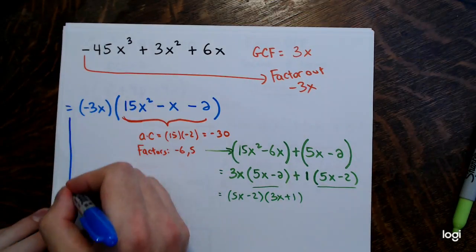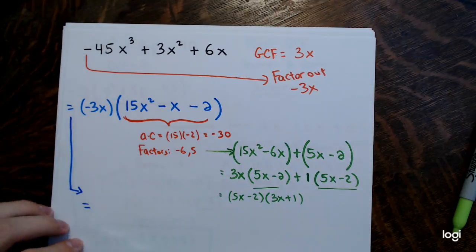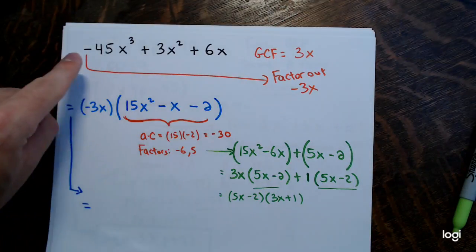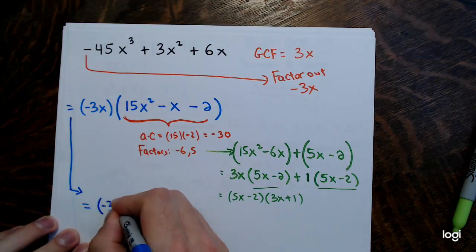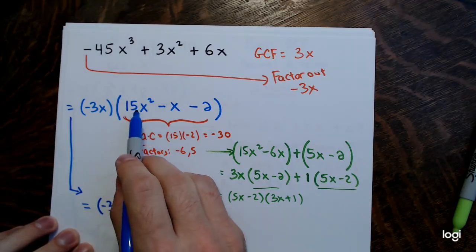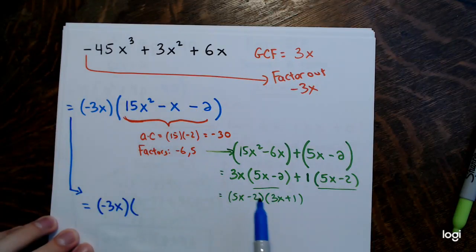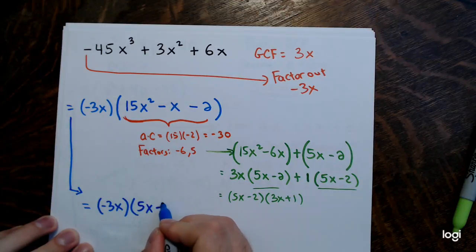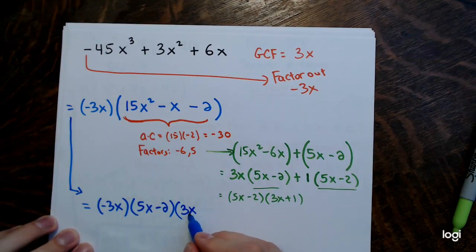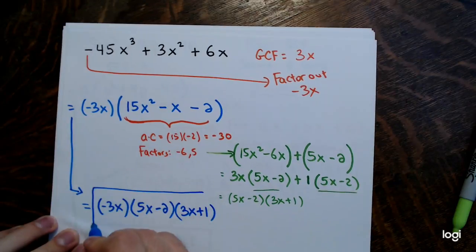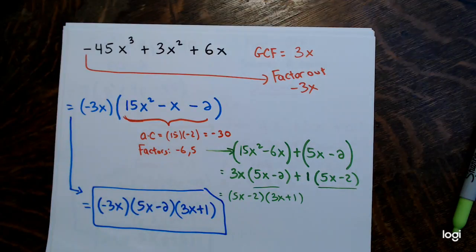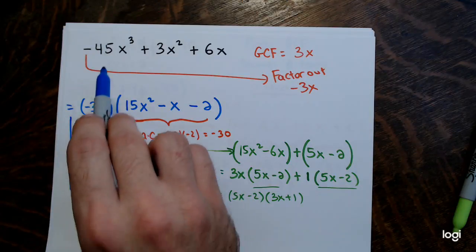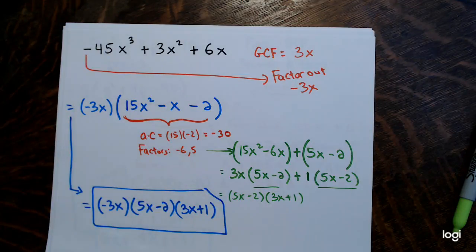Alright, so when all is said and done, our original polynomial, this guy here, pull out the negative 3x, right? So negative 3x is still a factor, times this other polynomial, 15x squared minus x minus 2, which factors to 5x minus 2 times 3x plus 1. And there you have it, right? This is the original polynomial factored completely. And double check, multiply. When I multiply these two, I get this, and when I multiply these two, I get that. Right? And you can double check that on your own.